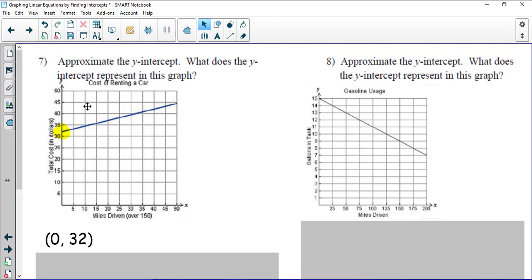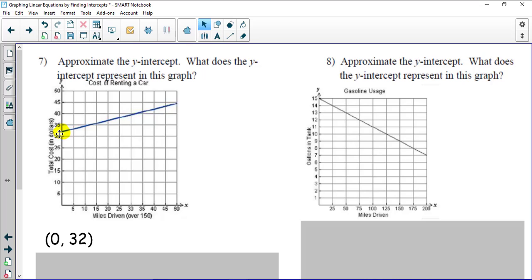So we're looking at the cost of renting a car. We definitely want to make sure to read the title of this graph. I've seen these before, you haven't, so I know what it's about. But it's the cost of renting a car. On the x-axis is the number of miles driven over 150 miles, and the y-axis represents the total cost in dollars. So 0, 32 means 0 miles driven and $32, or approximately that.